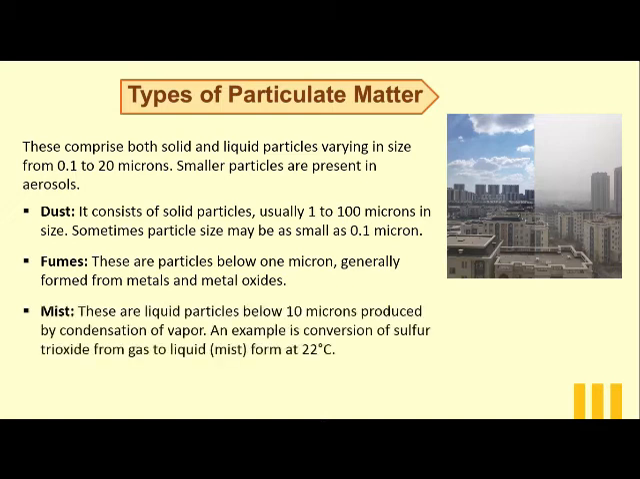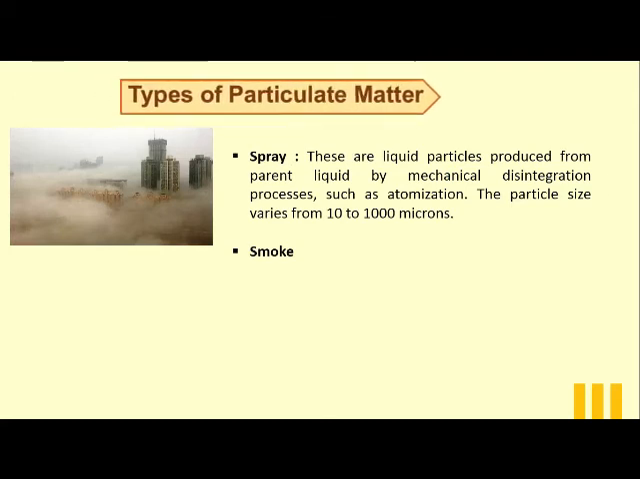The third type of particulate matter is mist. Mists are liquid particles below 10 microns produced by condensation of vapor. One good example of mist is the conversion of sulfur trioxide from gas to liquid in the form of mist at 22 degrees centigrade. Sprays. These are liquid particles produced from parent liquid by mechanical disintegration processes such as atomization. The particle size varies from 10 to 1000 microns.